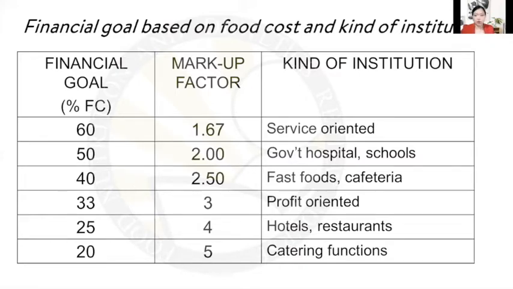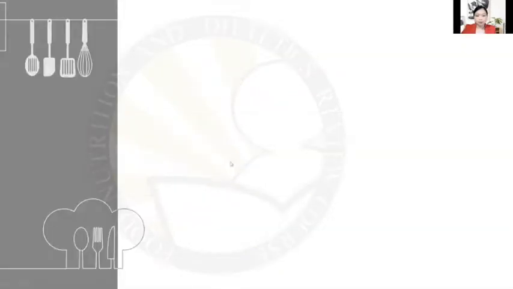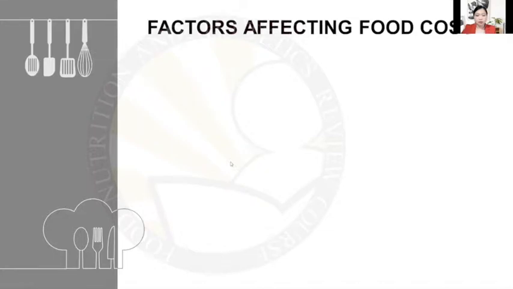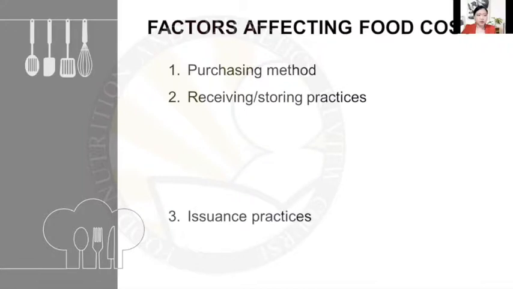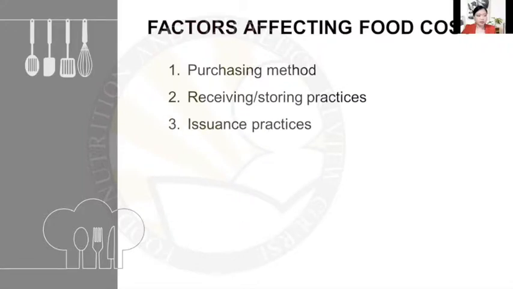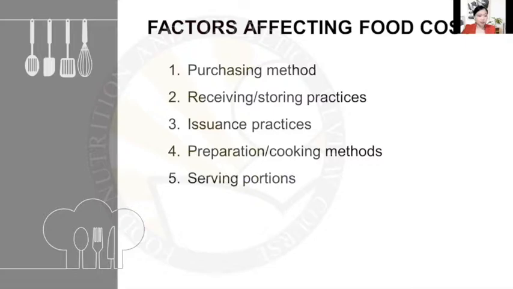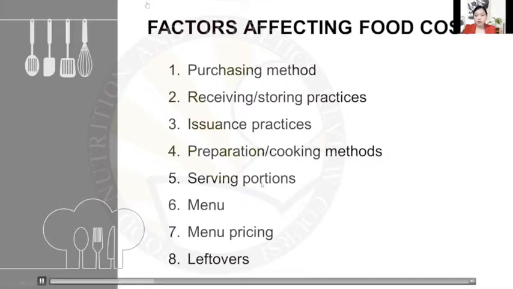Now let us identify the factors affecting food costs. The first is purchasing method, receiving and storing practices, the issuance practices, preparation, cooking methods, serving portion, our menu pricing, and leftover. So basically, all of the phases in the operations, from ordering, receiving, to the serving of food, all affect our food cost.